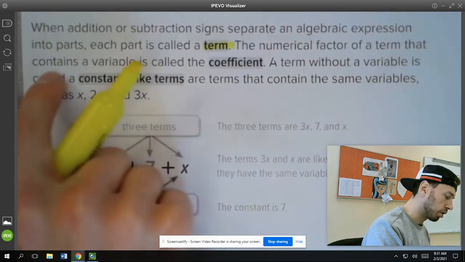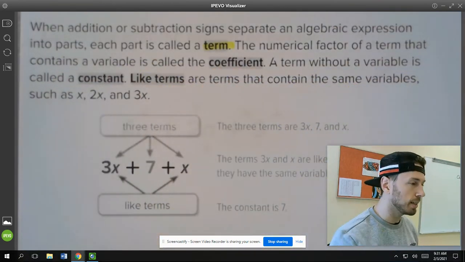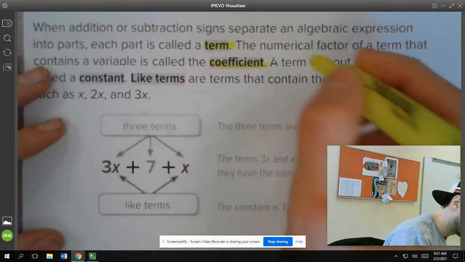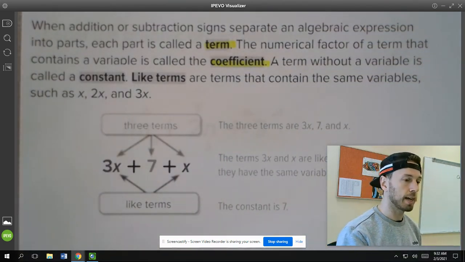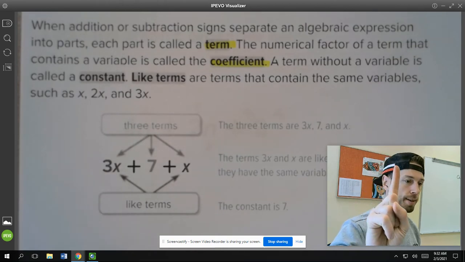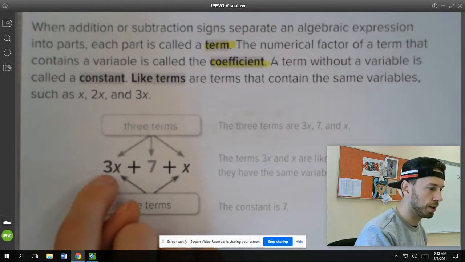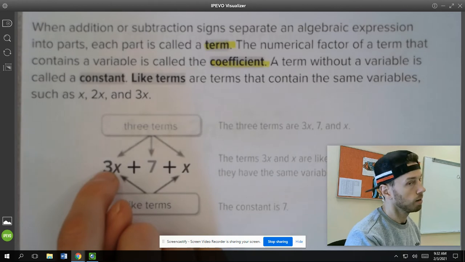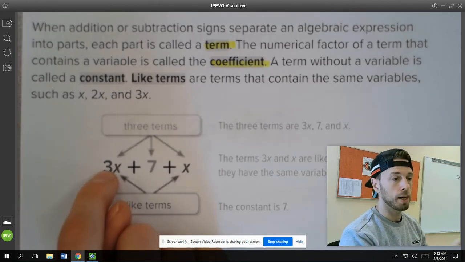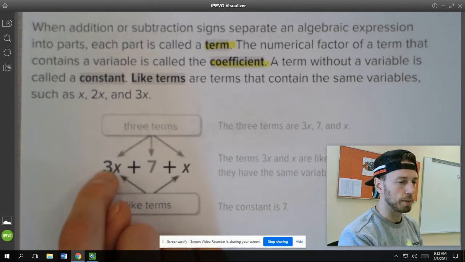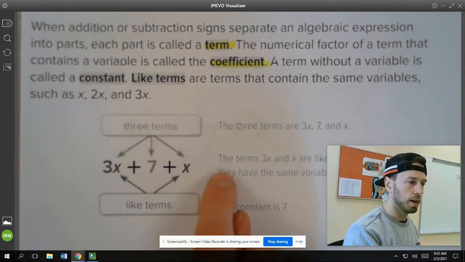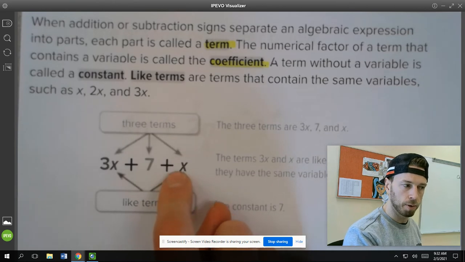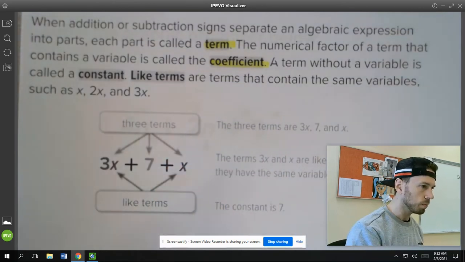The numerical factor of a term that contains a variable is called a coefficient. Fancy explanation for the number in front of a letter, right? In this case, there's only one coefficient in this expression, and that is this 3 right here. We call that a coefficient. They're really important because we're going to be diving into how to put them together in a minute. Since this variable doesn't have a number in front of it, we would just say it's a 1, because anything times 1 is itself.